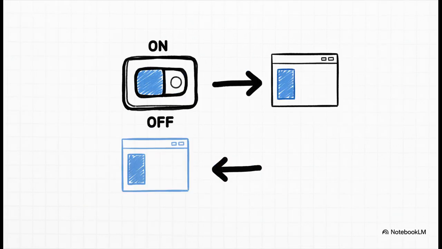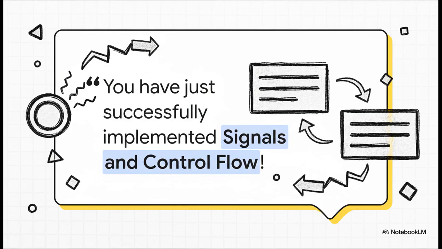And here it is, the final piece of the puzzle, the magic. In our HTML, we wrap our entire sidebar component in this cool new @if block. This is Angular's modern control flow, and it's brilliant. It just reads the value directly from our signal. If show sidebar is true, boom, the sidebar shows up. If it's false, it's not just hidden, it's completely removed from the page. Super efficient. And believe it or not, that's it.